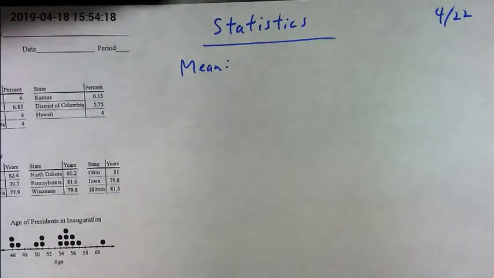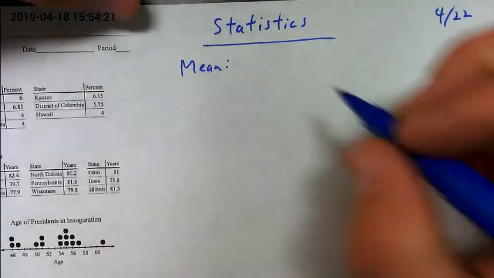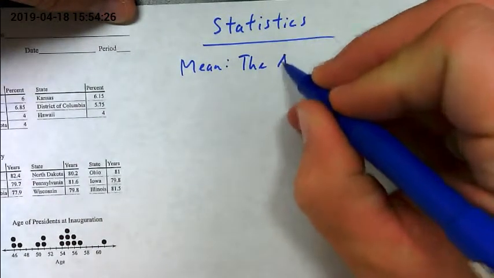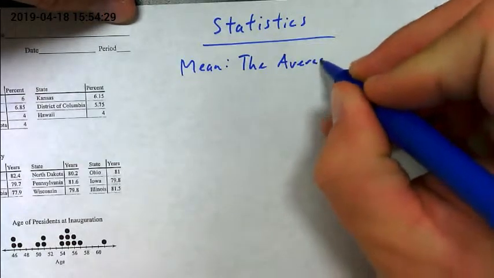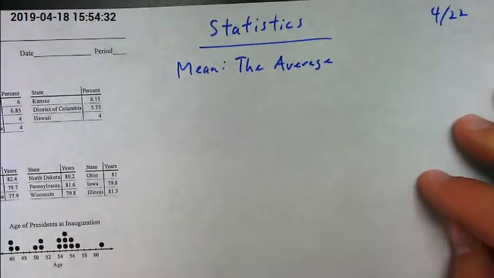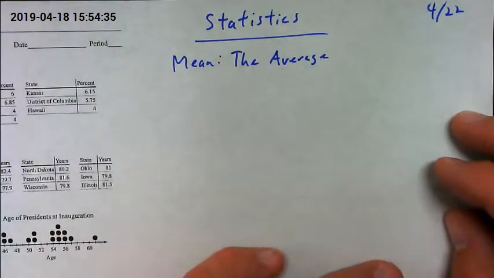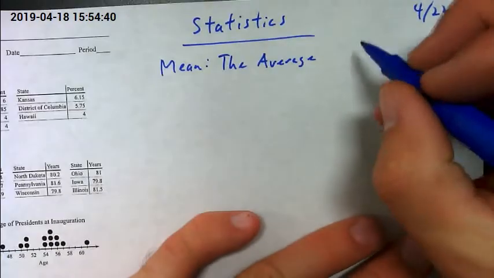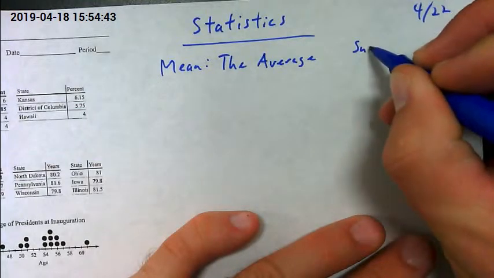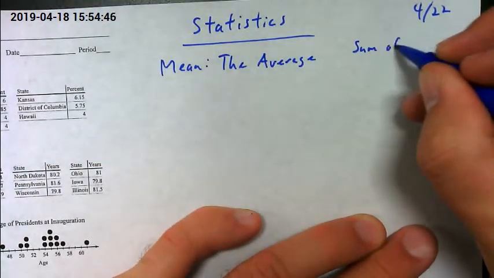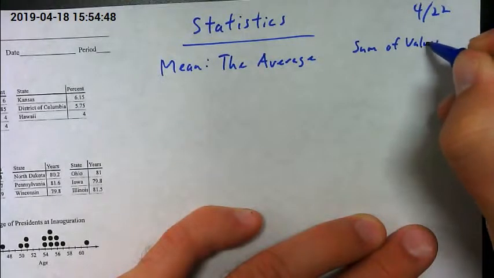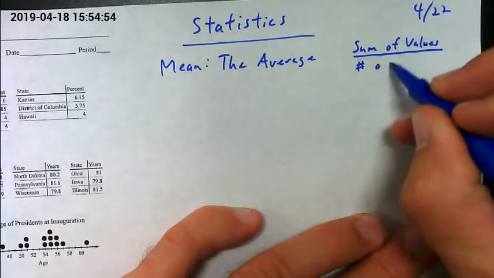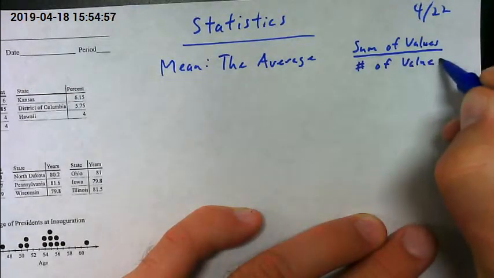That's the most basic definition that I could give, and that's just it's the average. So mean is another way of saying the average. And when you do an average, what you're doing is the sum of all the values over the number of values that you have. So sum of values over number of values.